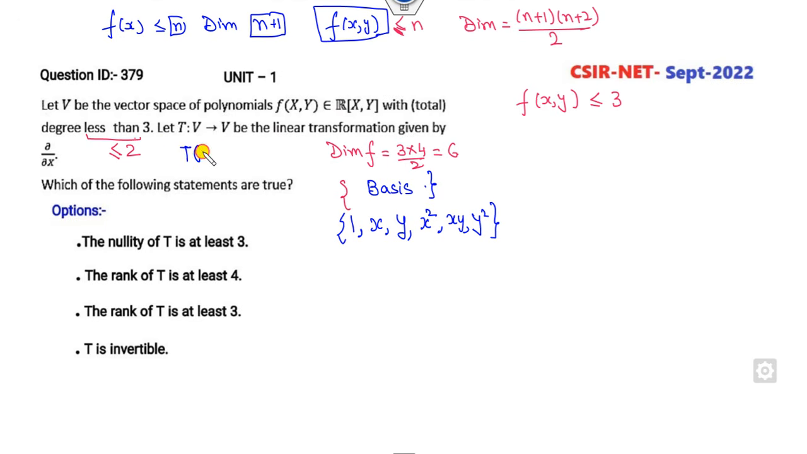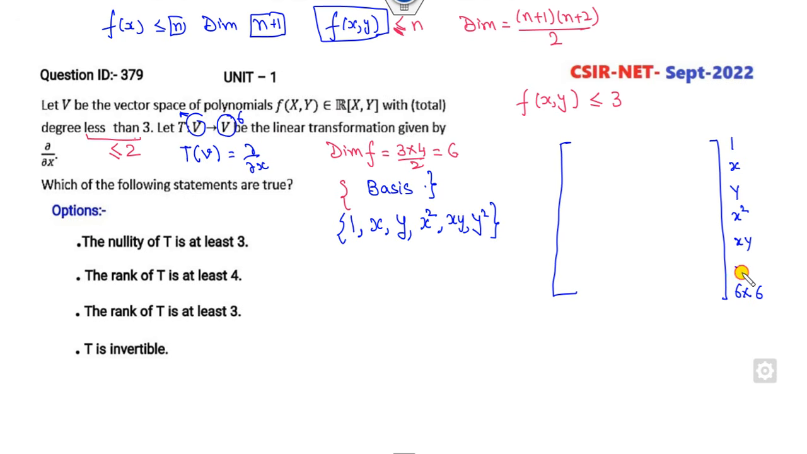You define the mapping on V such that it is the partial derivative. Now it's a 6 cross 6 matrix because the dimension of the domain is 6 and the dimension of the codomain is 6. I write the basis as 1, x, y, x square, xy, y square. So look at that. If I take the first one, the partial derivative of 1 is 0. So 0 is a constant, the rest of the values are 0. If I take x, the partial derivative is 1, so again it's a constant 1, the rest are 0. What is the partial derivative of y?